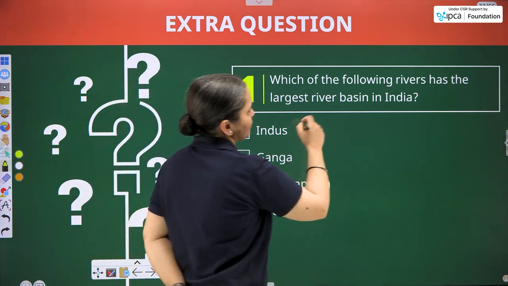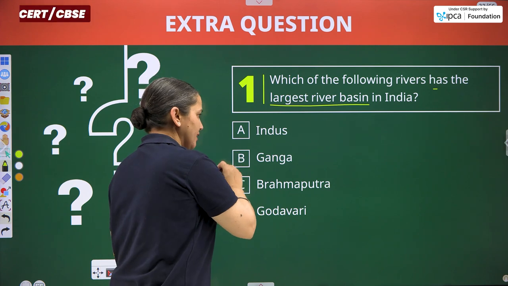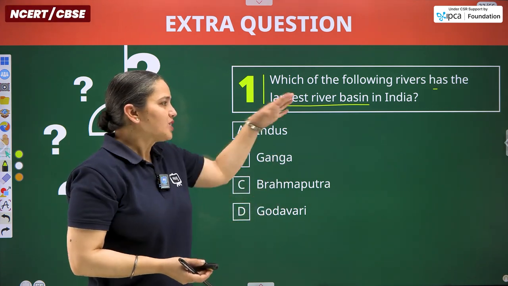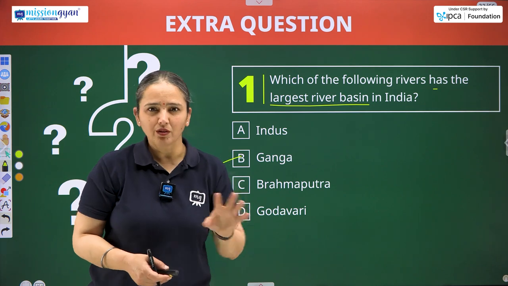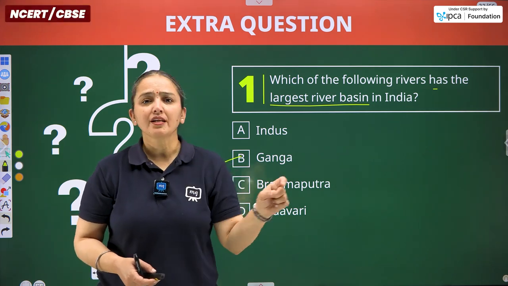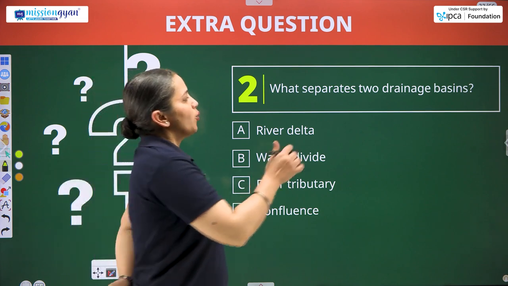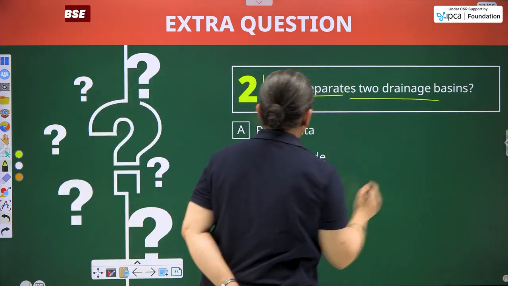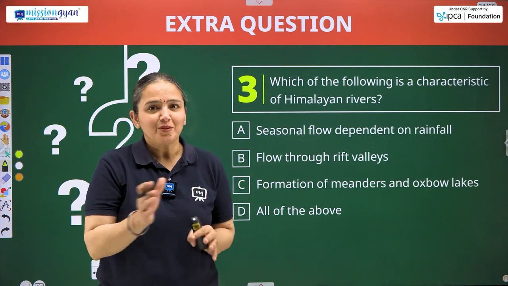Which of the following river has the largest river basin in India? So, that is Ganga itself. These questions can come in the MCQ form, fill up form, one word, or one sentence answers. It depends on your teacher itself. Question number 2. What separates two drainage basins? So it is water divide. Such kind of answers has to be learned properly.